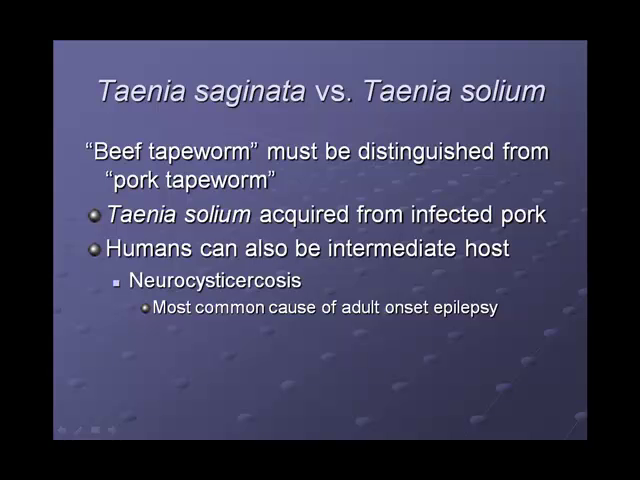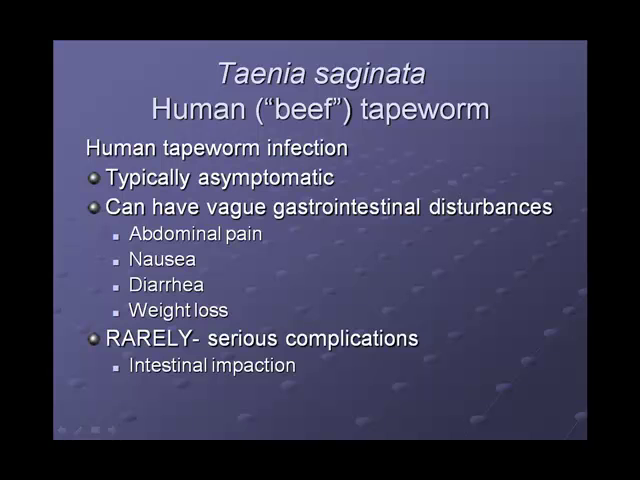So I want to distinguish that at this point, because the next section is to say, okay, well, what will you see in humans? Well, you're not going to see neurocysticercosis in humans associated with the beef tapeworm. That's strictly a swine, pig, or pork tapeworm manifestation. So what do you see in humans with Taenia saginata? Not a whole lot. It's similar to what you see in cattle, in terms of just not being a major clinically important disease entity.